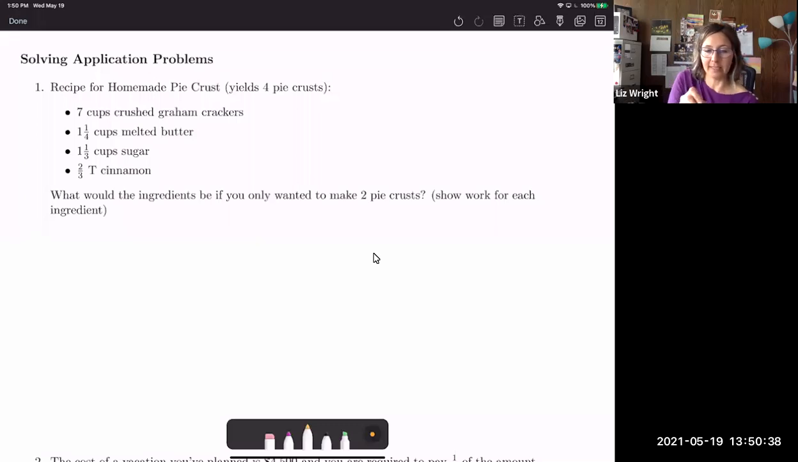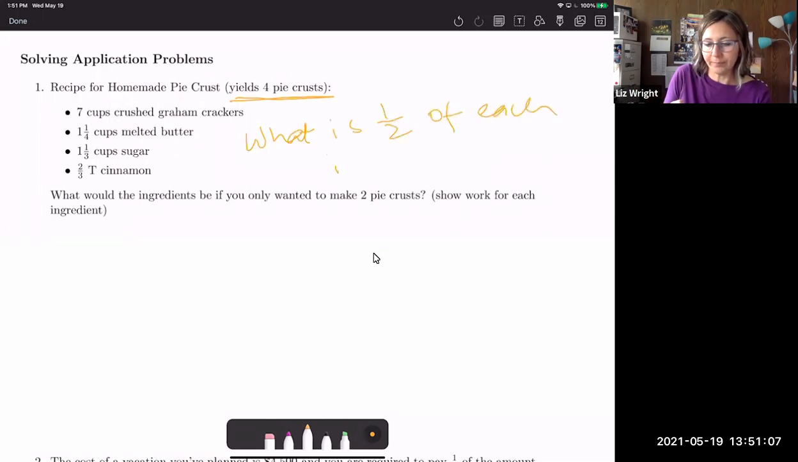So again, this yields 4 pie crusts, and the pie crust must be tiny, like little tart ones, little personalized size ones, because 7 cups of graham crackers with the other ingredients, it's not going to go too far. But anyway, we're gonna take it in half, right? If we're cutting it in half, essentially we're saying what is half of each ingredient. That's essentially the question we're asking.